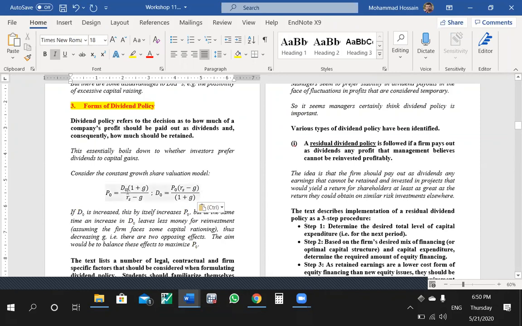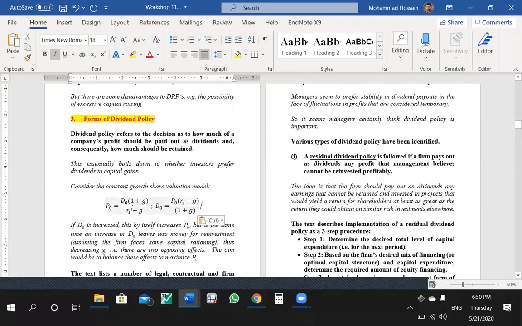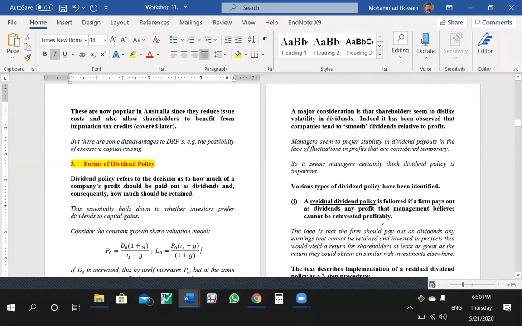And you see here from the first equation, from the first part here, if D increases, dividend increases, price of share will increase too. If D increases, your price of share will also be increasing. Okay, and this is normal, our constant growth model.